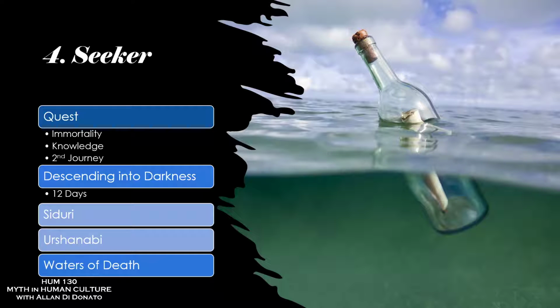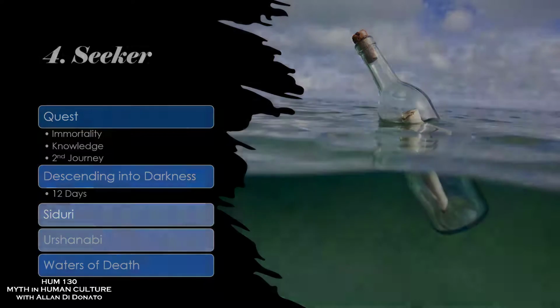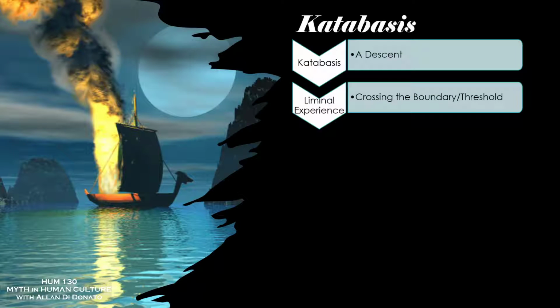Now, this journey across the waters of death is a very important image to keep in mind as we talk about the descent into the underworld that we're going to see over and over and over again in these stories. It's called the catabasis. A catabasis, and that's a word that you should know, is a descent. Okay? It's a Greek word.